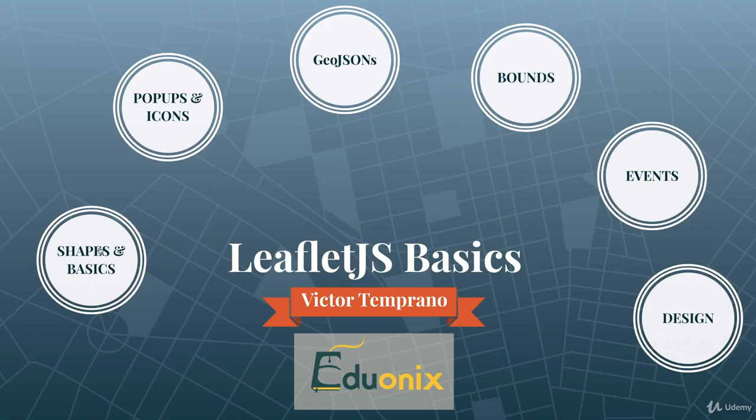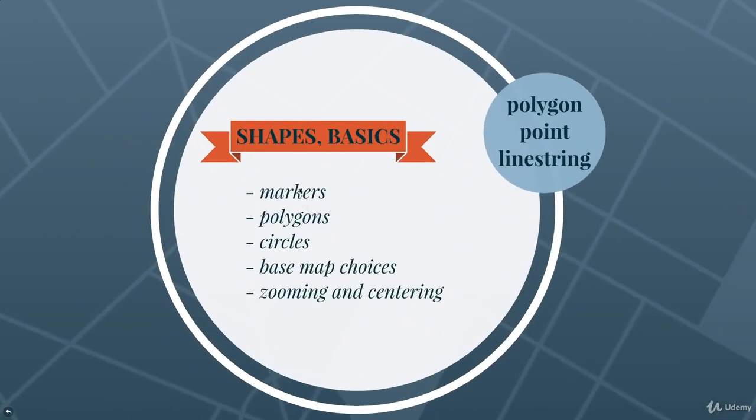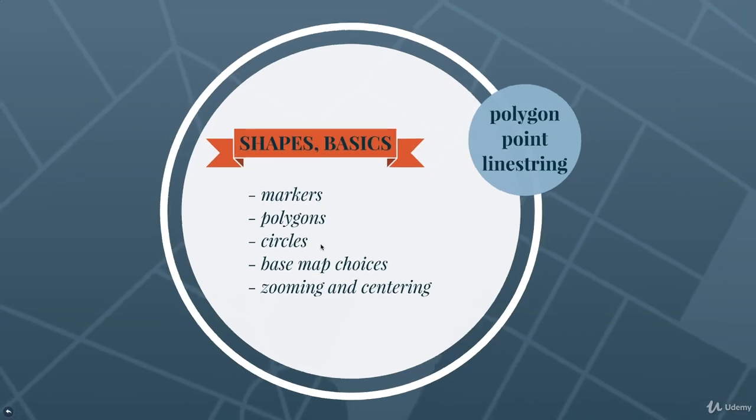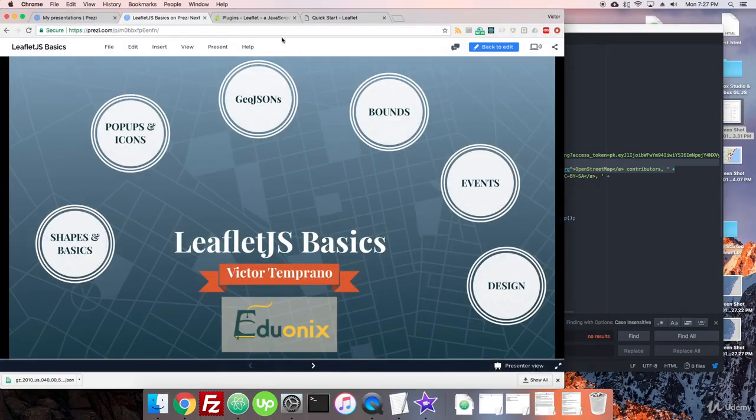So okay, let's start off with our shapes. We're going to look at markers, polygons, circles, some other basic things like base map choices, and zooming and centering maps. There are a couple of terms we're going to run into: polygon, point, line string, these kinds of geographic information. We're going to style these in very simple ways, or at least I'm going to direct you towards where in Leaflet you're going to find out how to style them. So let's get started right away.